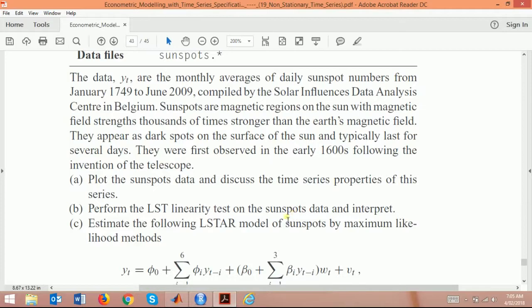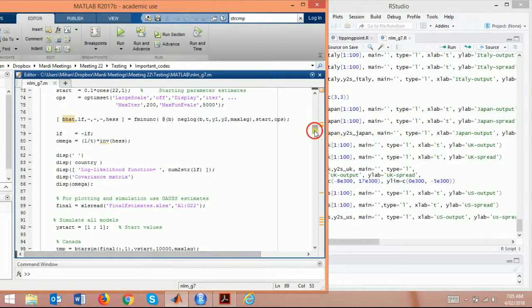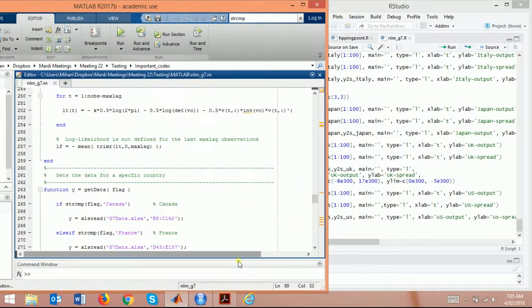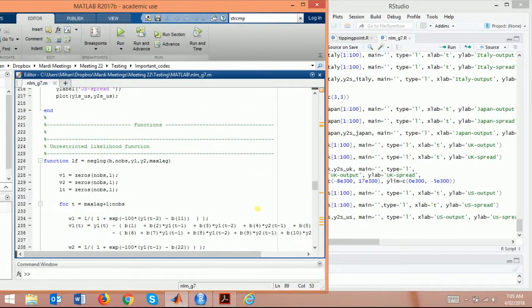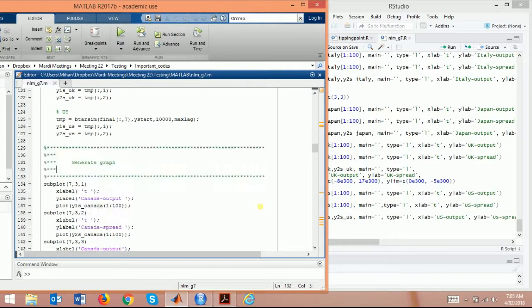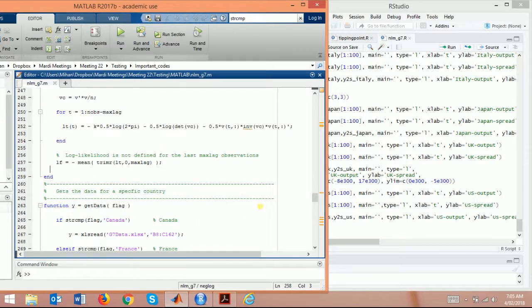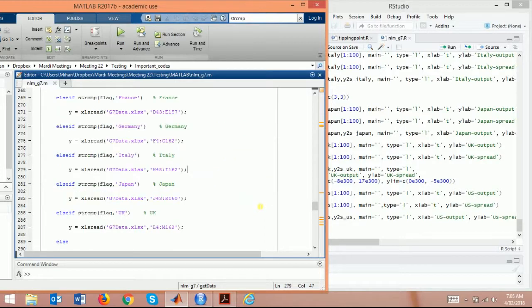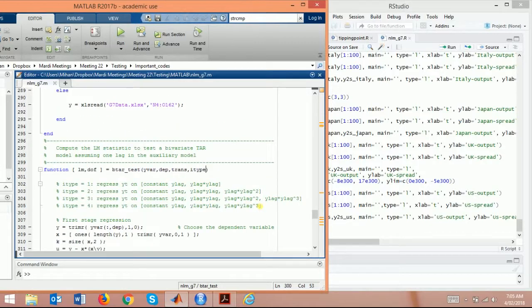So 4 functions. What are the 4 functions? One more time. We need a likelihood function that we'll use for optimization. We can create a function for getting the data from our table. This is a very good function. We can always do that.